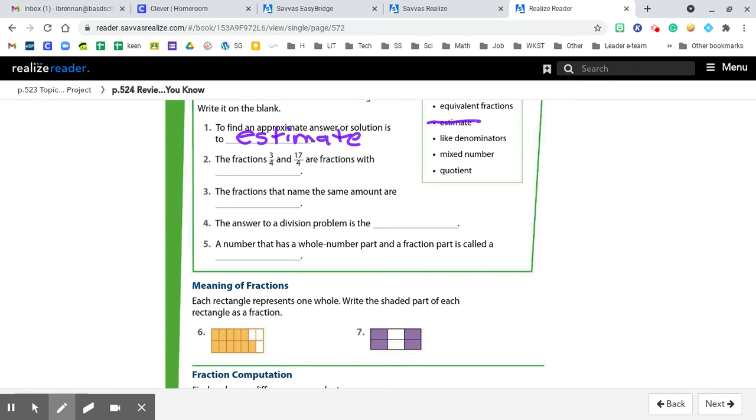The fractions 3/4 and 17/4 are fractions with like denominators. They both have a 4 in the bottom. The denominator is the same. They're fourths. One is 3/4 and one is 17/4, but the denominators are the same. Number 3, the fractions that name the same amount are equivalent. So we call them equivalent fractions.